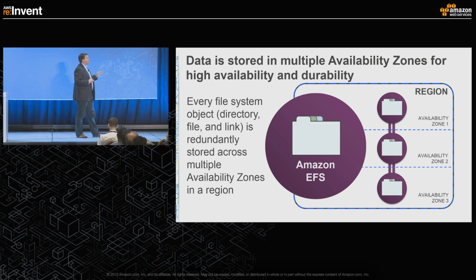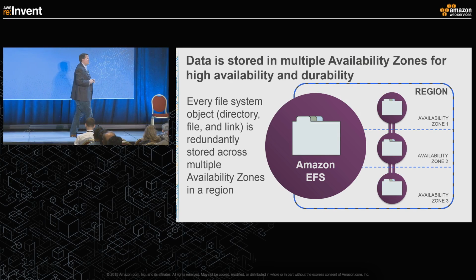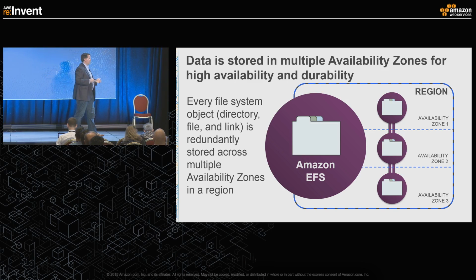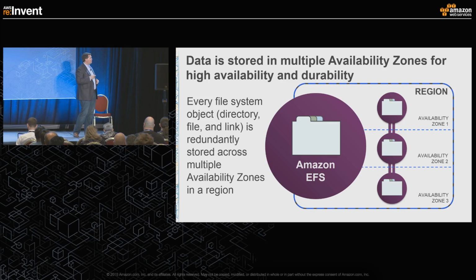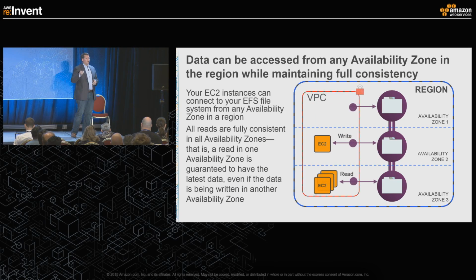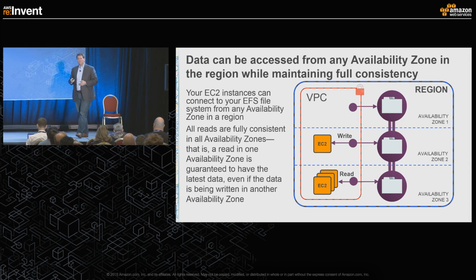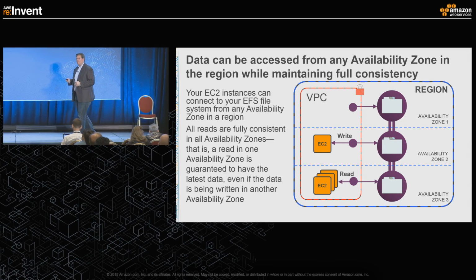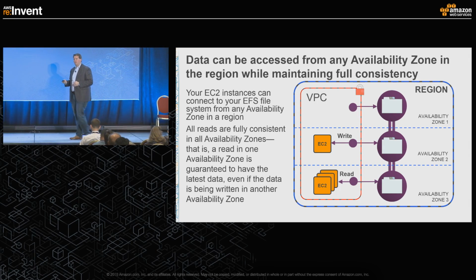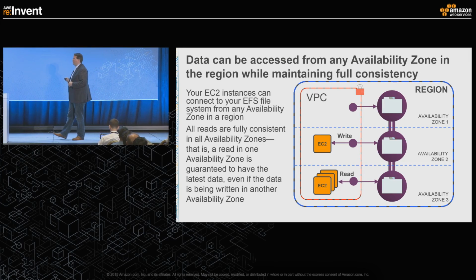So every file system object, those are directories, files, links, symlinks, et cetera, is stored redundantly in multiple availability zones. And the reason that we did that, again, was for the strong consistency model, such that we could deliver multi-zone computing across file systems for the very first time at the cloud scale.